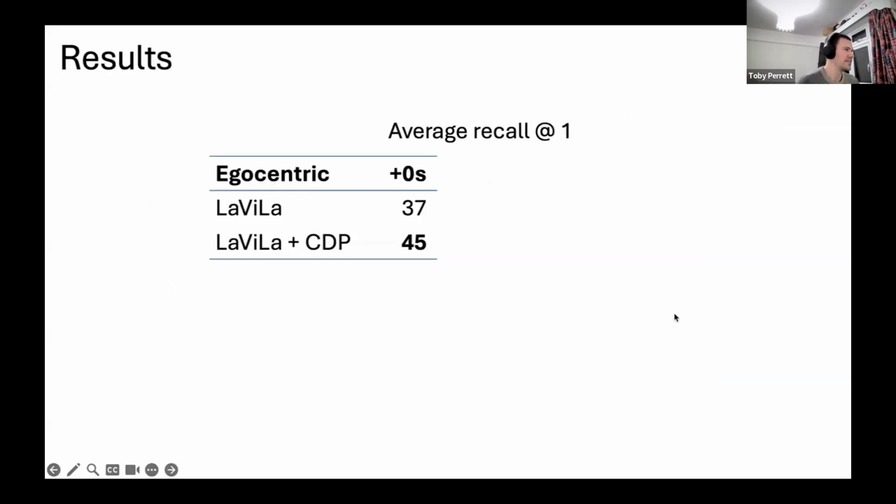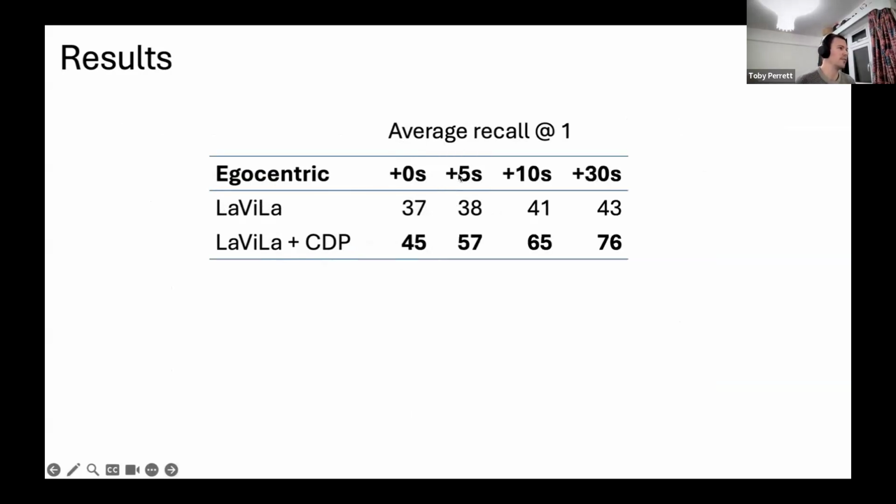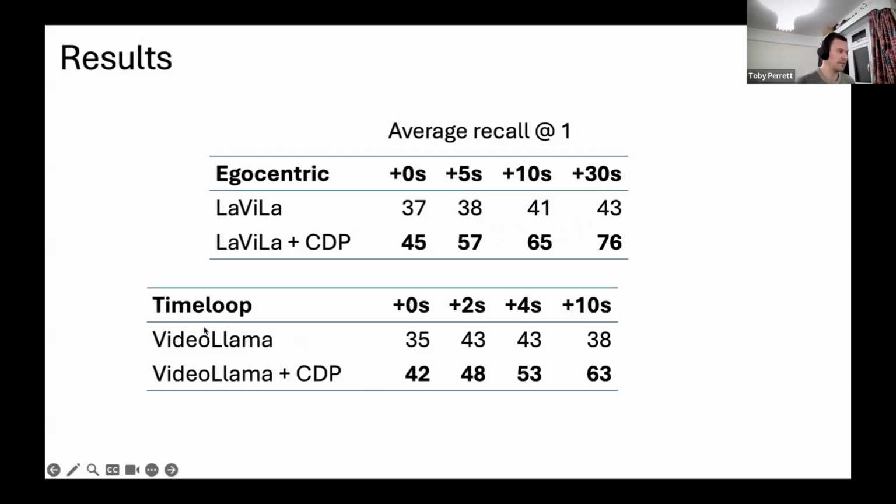So quick results. We're going to use our average recall at 1 metric, where higher is better. We're going to take the visually conditioned language model from LaViLa. And we're going to take it on its own, then we're going to add our approach to it. And this plus 0 seconds means we're not doing any temporal advancement. We're limiting it to just the original clip, and you get an improvement there. And then as you do more temporal advancement, the results improve. And we run it with time-loop movies as well, and you get a similar kind of behavior.